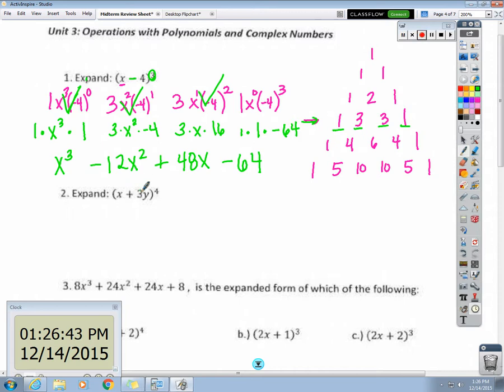X plus 3y to the 4th power. Since this was to the 4th power, how many terms are we going to have? 5. So we look to this row that has 5 numbers. 1, 4, 6, 4, 1. Okay, then on each of those numbers, the first term we put is x. Okay, and since x is the first term, it gets to start out to the 4th power, and then it decreases all the way to 0.